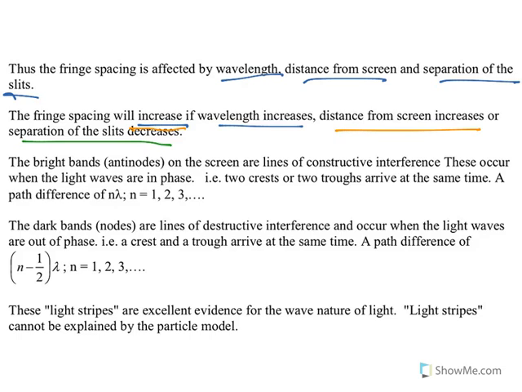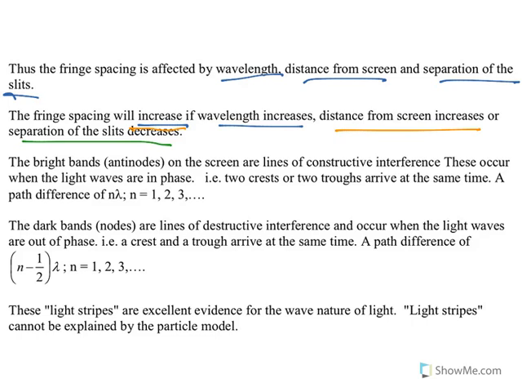Bright bands, the antinodes on the screen, are lines of constructive interference. This occurs when the light waves are in phase, i.e. remember the phase means whether the crests and troughs are arriving at the same time, and the darks would be half, and there's a little equation for that.